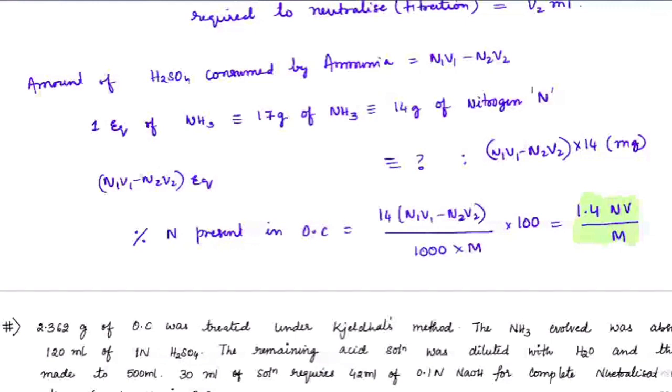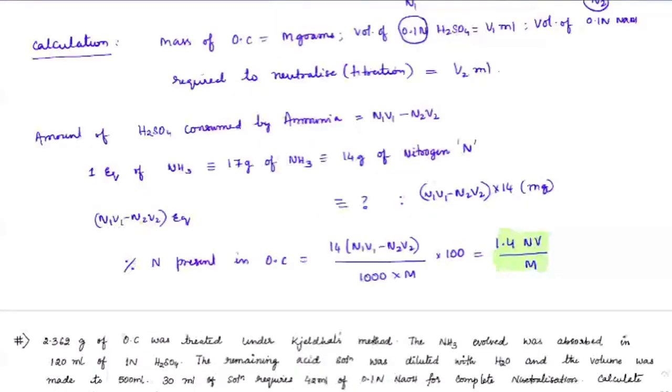Got it? Why did I divide it by 1000? This was in milligrams. I'm converting that into grams. So now this has become grams. So the total weight of nitrogen in grams divided by total weight of organic compound multiplied by 100 gives us percentage nitrogen in organic compound. If you divide this 100 here, we will get 1.4 into NV by M. NV are the equivalents of ammonia by M. This is a general formula. I'll leave it to you guys.